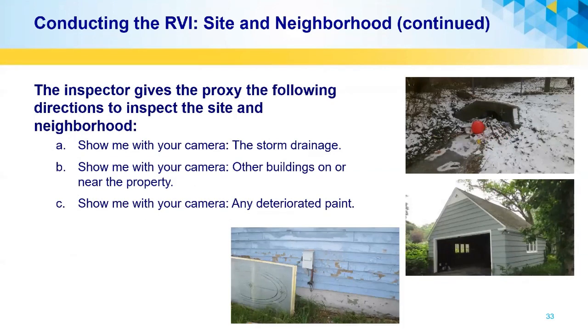Show me with your camera the storm drainage. Show me with your camera other buildings on or near the property. And show me with your camera any deteriorated paint. So on the slide we're looking at the top, you can see a storm drain that is completely clogged with runoff material, debris, and we've got an even red ball blocking it. So there we have a situation, the storm drain is blocked, and that is a fail rating.